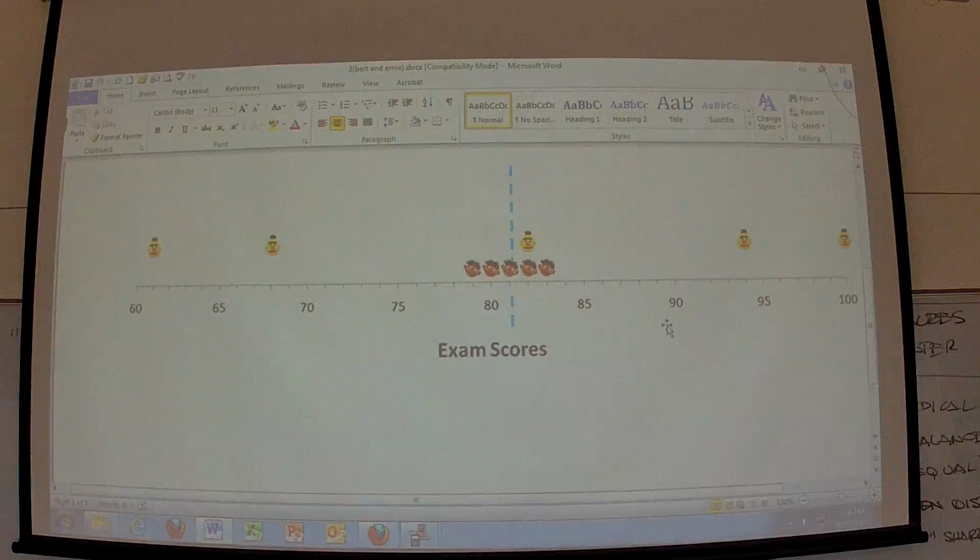What would Bert's range be? 39. Which is essentially 10 times as big as Ernie's. I kind of like that. Bert's range is 10 times as big as Ernie's, which is a good indicator of how much more variable he is.